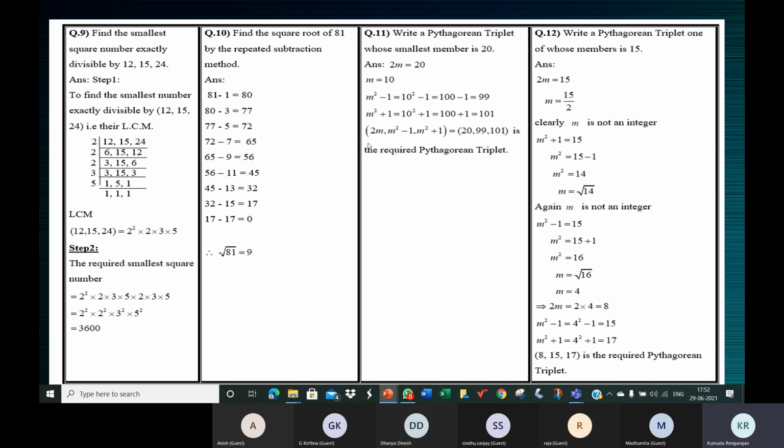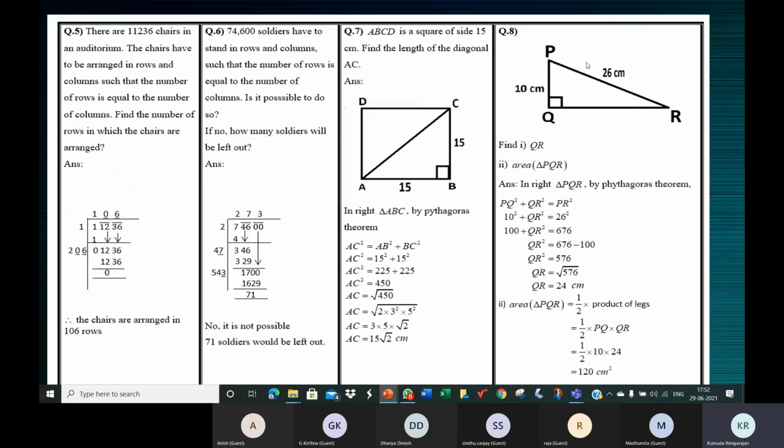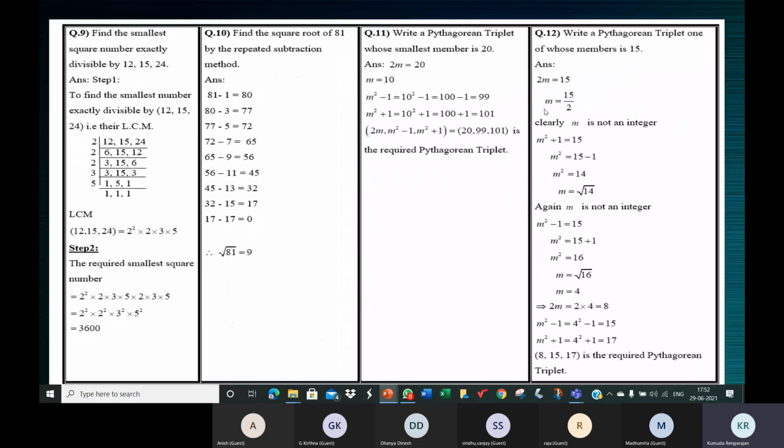that when you draw a right triangle, and you consider m square plus 1 as the hypotenuse and 2m and m square minus 1 as the legs. Look at the right triangle. In this right triangle, if you mark this as m square plus 1 and this one as m square minus 1 and this one as 2m. You can mark 2m here also. So the hypotenuse is this one. The hypotenuse is given by m square plus 1.